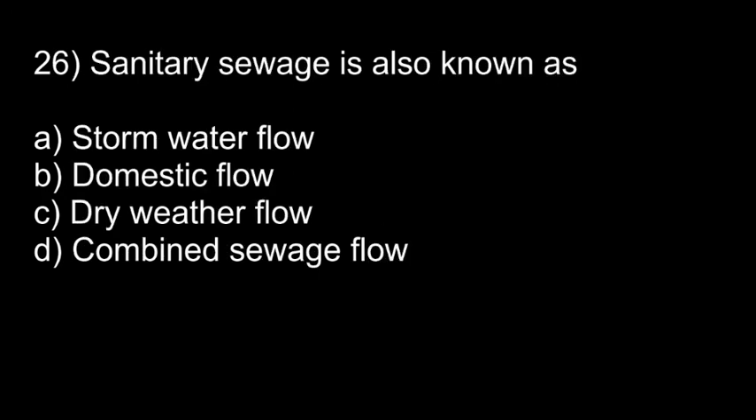Next question. Sanitary sewage is also known as: option A, stormwater flow. Option B, domestic flow. Option C, dry weather flow. And option D, combined sewage flow. Sanitary sewage is also known as dry weather flow. So option C is the answer.